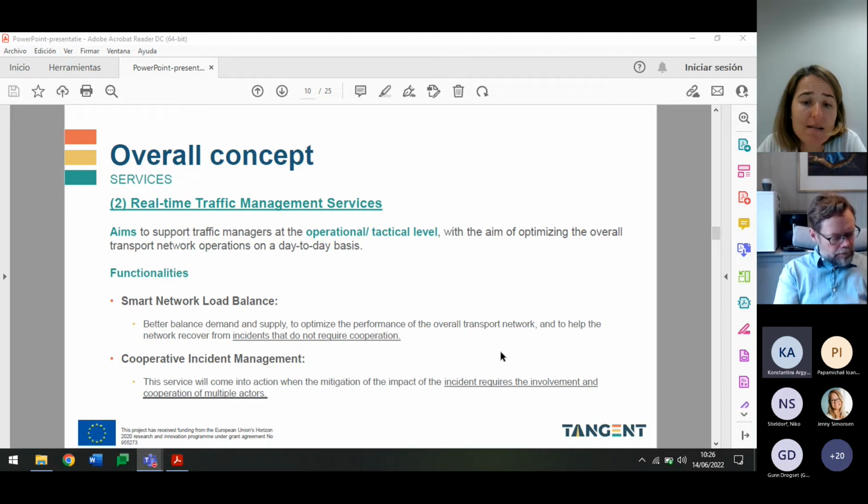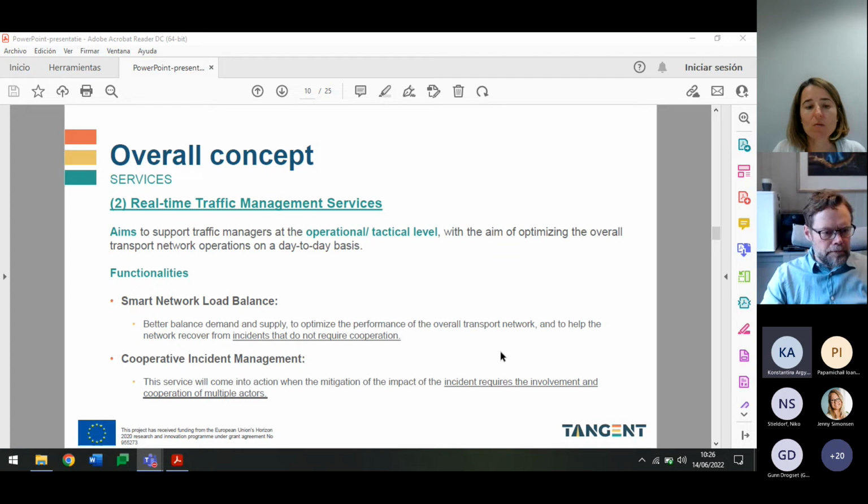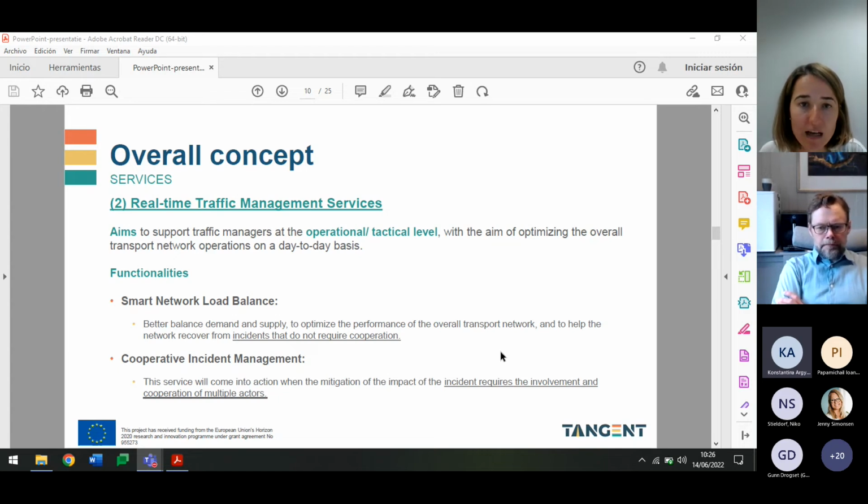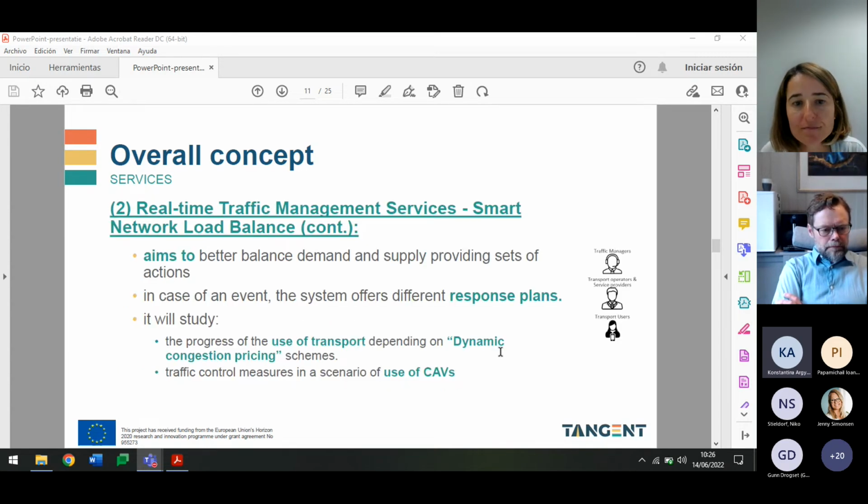So, for example, the first one, if there is, let's say, a disruption on the public bus transport, it can be solved only by acting on the public bus transport operator. But for the cooperative incident management, you would need to gather insights from various actors on the transport network for solving the incidents and giving a response plan.